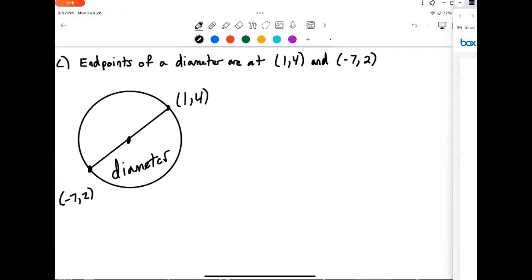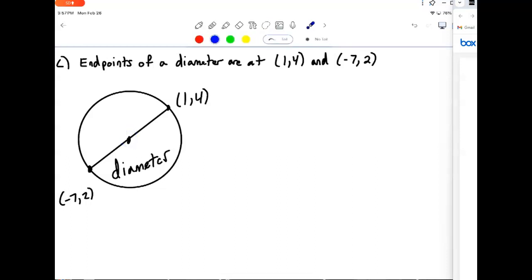All right, so there's our picture. And then our task still is to figure out the center of our circle. That's always the first thing we want to know. And so to find the center here, we use this diameter idea.